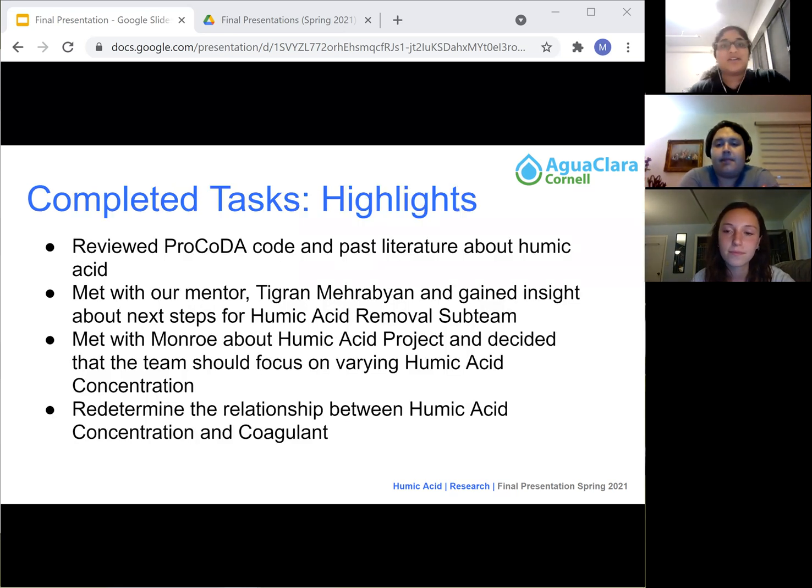So for this semester, humic acid has accomplished a variety of tasks. First, at the start of the semester, the humic acid subteam analyzed reports, Procoda code, and problems that previous teams had faced. Additionally, we had the opportunity to meet with our RIDE mentor, Tigran. With him, we were able to ask questions about the current problems that people are having with humic acid and how we could target our research to solve those issues.